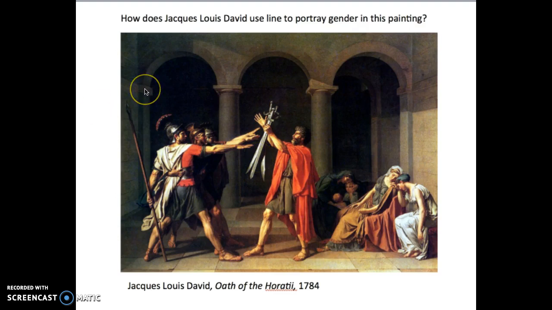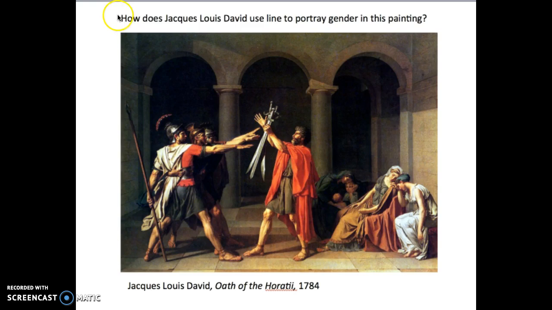I'm going to pick back up this discussion of line in a second video, in part 2 of the video. In the second part of the video, I will also be discussing color and space. So check out those other videos to finish off this discussion of line.